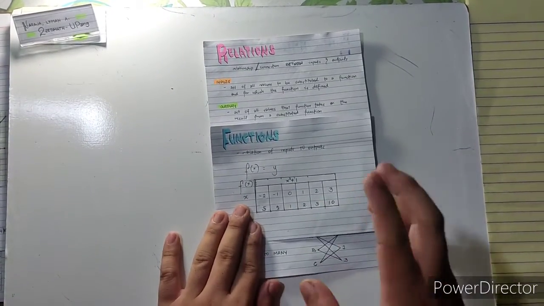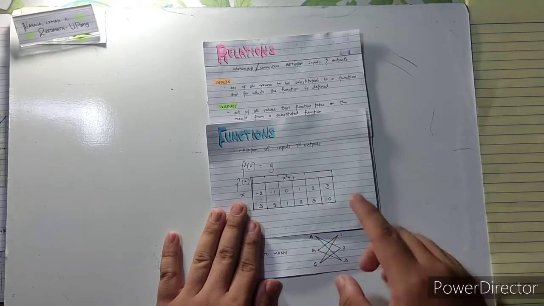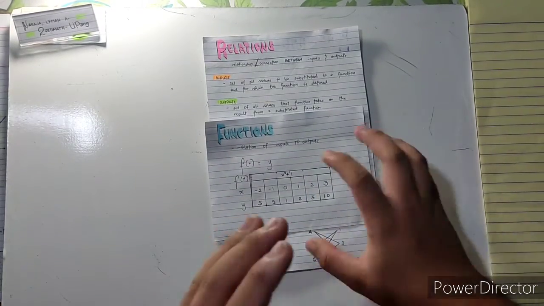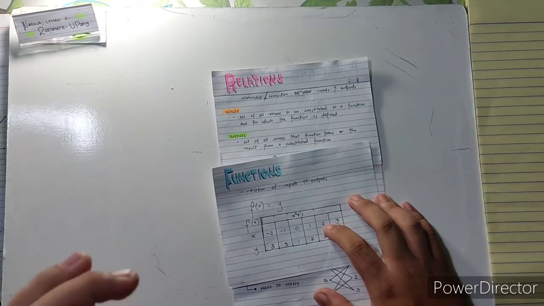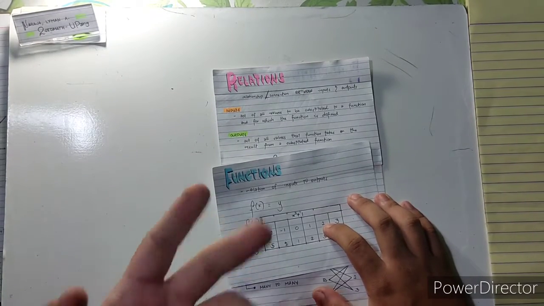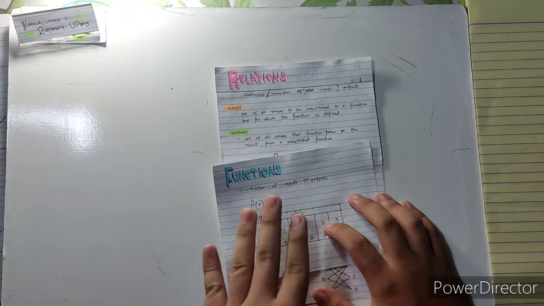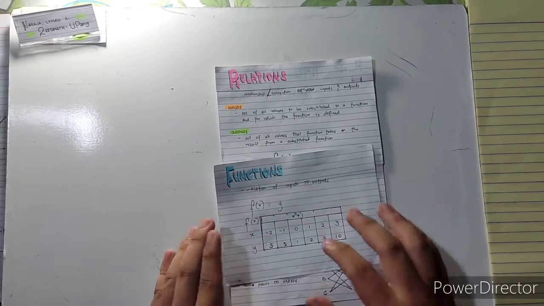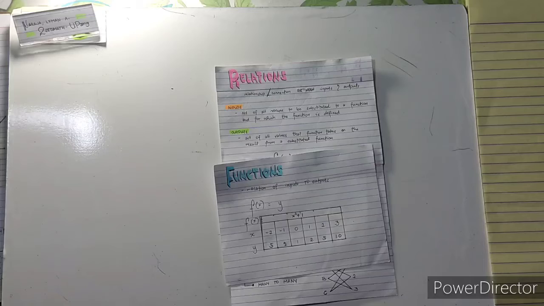So next are the functions. Functions are the relation of inputs to outputs. So what's the difference between these two? Relations refer to outputs and inputs connection no matter what they are or have in common, but in a function they need to be a one-to-one relation because the input dictates how our output will be.